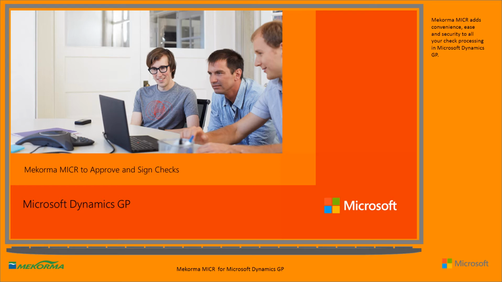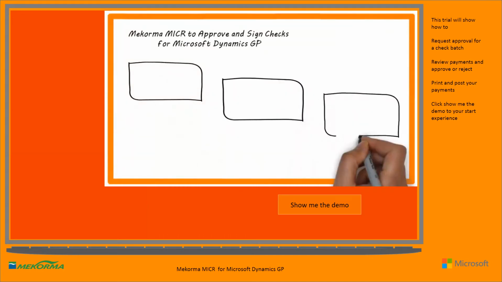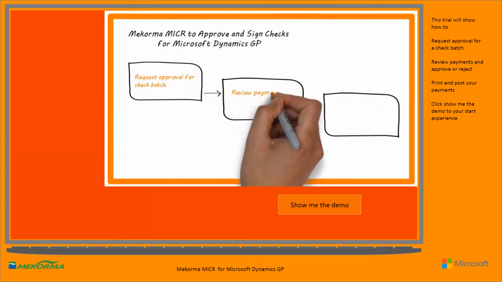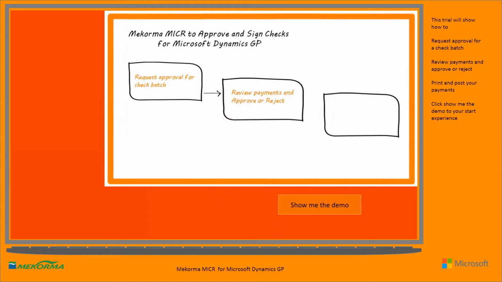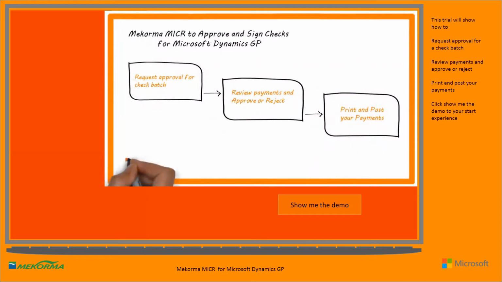Mekorma MICR adds convenience, ease, and security to all your check processing in Microsoft Dynamics GP. This trial will show how to request approval for a check batch, review payments and approve or reject, print and post your payments. Click Show Me the Demo to start your experience.